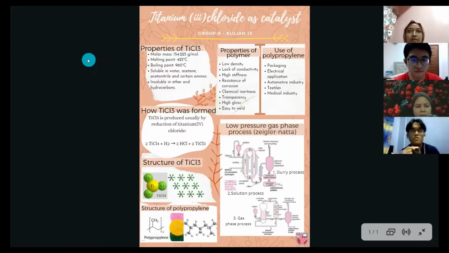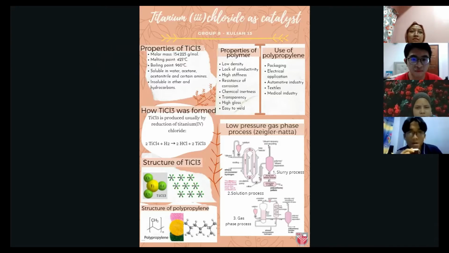Okay, so for the first subtopic, which is properties of titanium trichloride. First, the molar mass is 154.225 grams per mole, and the second one is the melting point, which is 425 Celsius, and the boiling point is 960 Celsius. Titanium trichloride is also soluble in water, acetone, acetonitrile, and certain amines. And the last one is it is insoluble in ether and hydrocarbons.